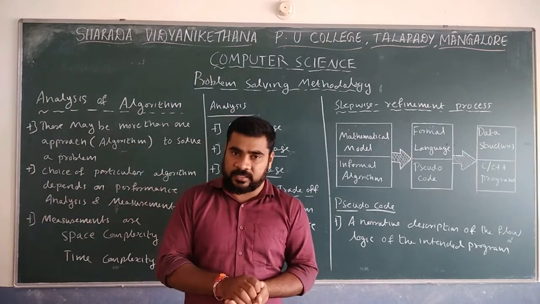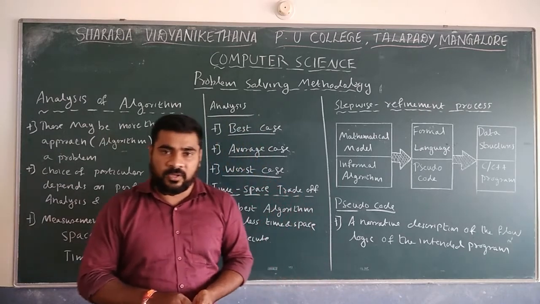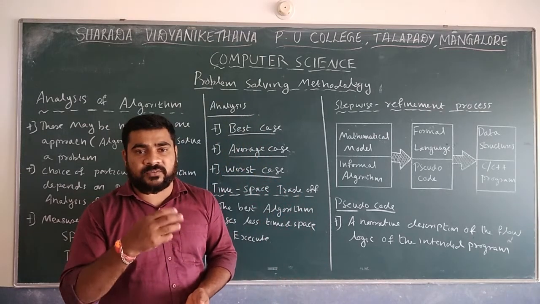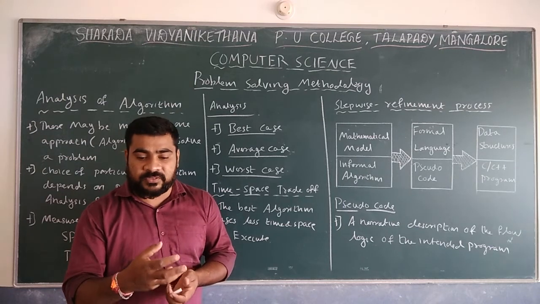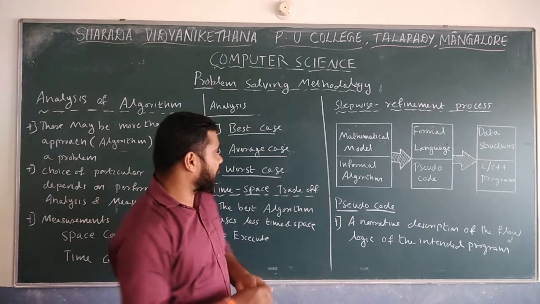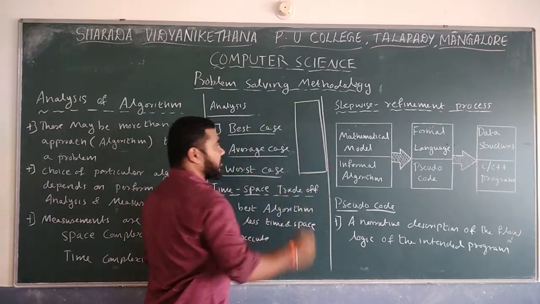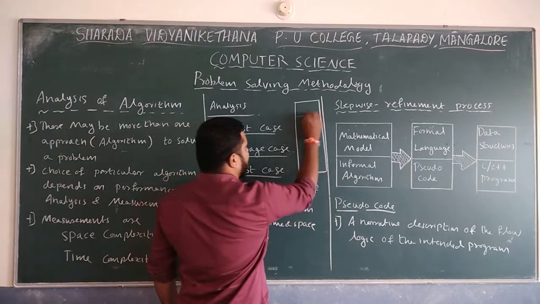There are different cases, and based on this we are going to check them. How can we say which one is the best case? How can we say which one is the worst case? How can we say which one is the average case? We can take one example. These are the numbers. There are different numbers here.